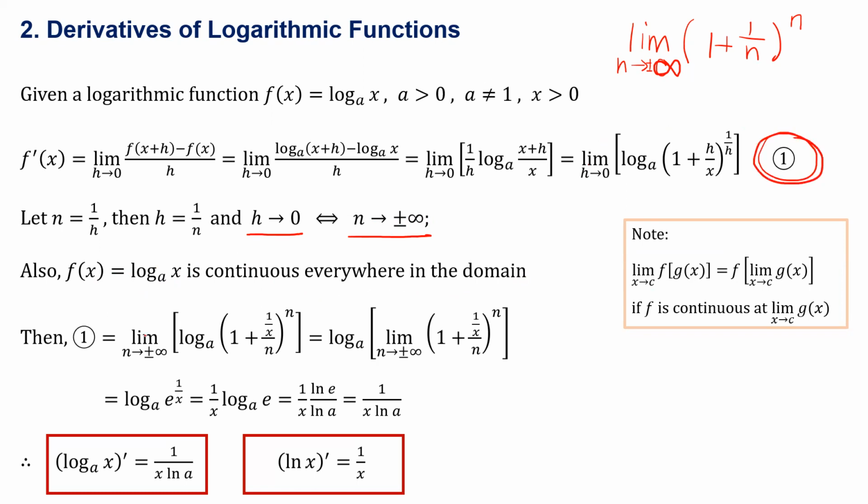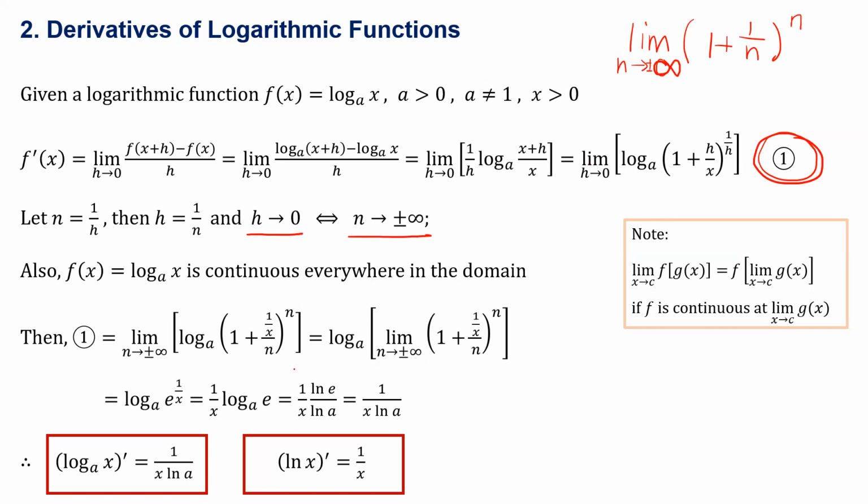Equation number 1 here is actually written as a limit. Note here, h is 1 over n, right? h approaches 0 is equivalent to n approaching either positive or negative infinity. So that expression can be rewritten as the limit as n approaches either positive or negative infinity of log base a of 1 plus 1 over x over n, to the power of n, since 1 over h is actually n.